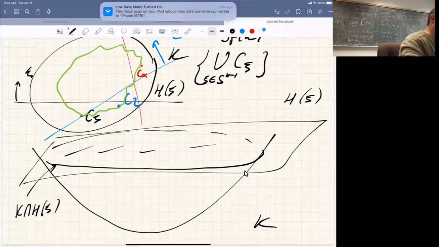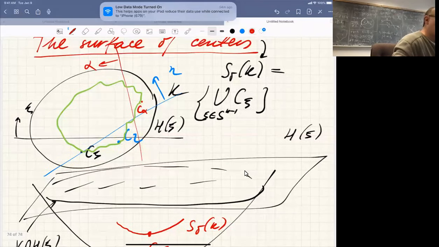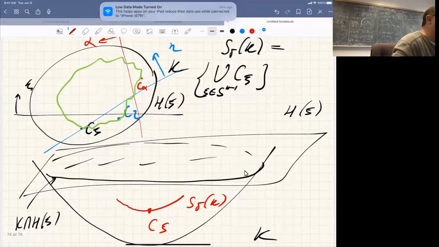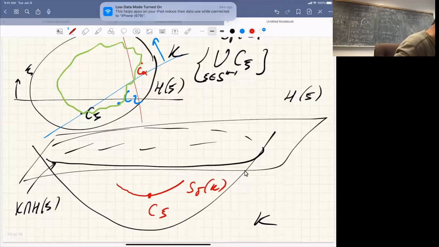Here I have my 6i, the center of mass of the underwater part. And please think that this is the surface of centers, S delta of K. In fact, it's not trivial, but it is not difficult to show that the surface of centers is always the boundary of a strictly convex body. So just trust me on that. So I have the center of mass of the underwater part, and I also have the center of mass of the section.